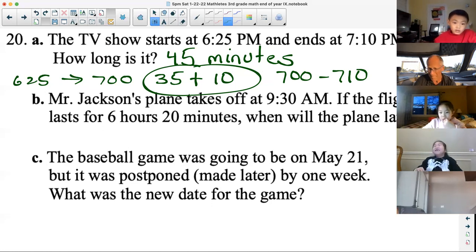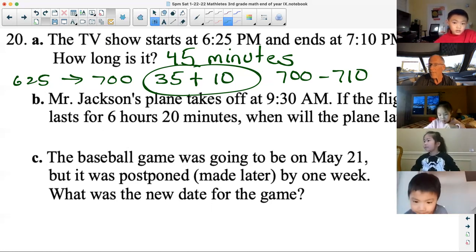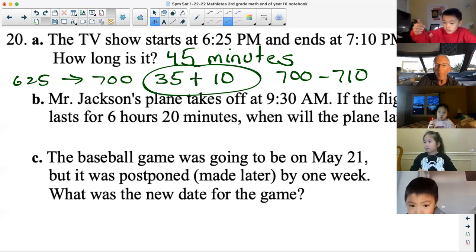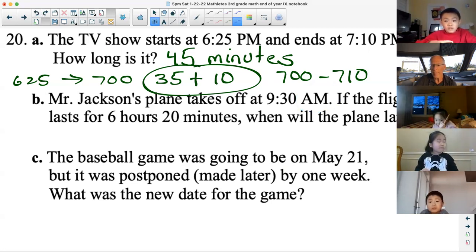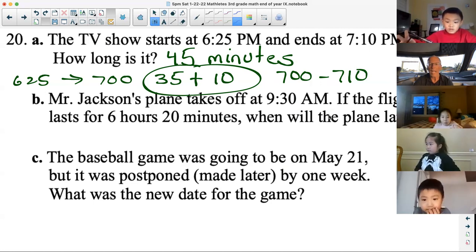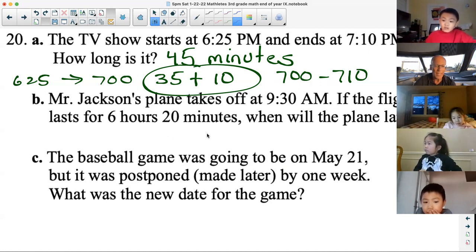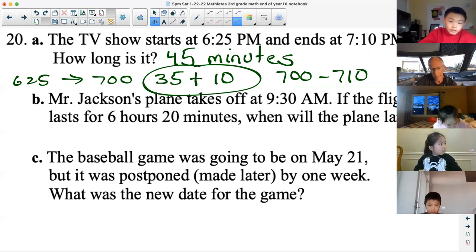Now, the next one is all about Mr. Jackson. He takes a plane and it leaves at 9:30 a.m. If the flight lasts for 6 hours, 20 minutes, when will the plane land? But when you answer this question, you have to tell me if it's AM or PM. Let's see if you can do that. Write it out. 9:30 AM, and the flight lasts 6 hours and 20 minutes. And remember, it's important that you tell me AM or PM.